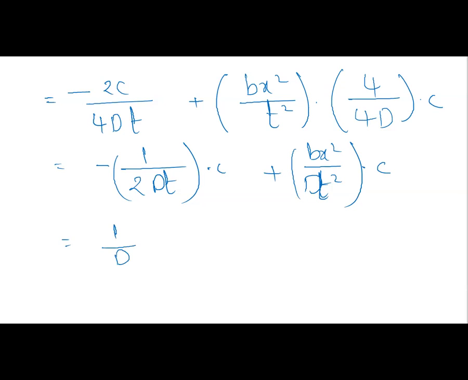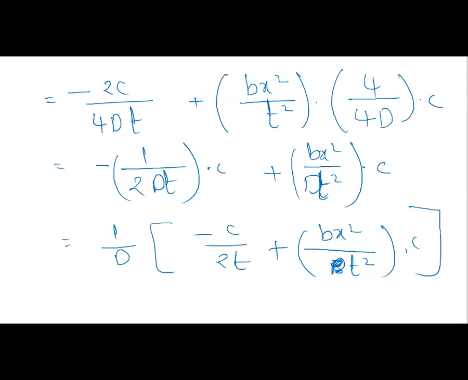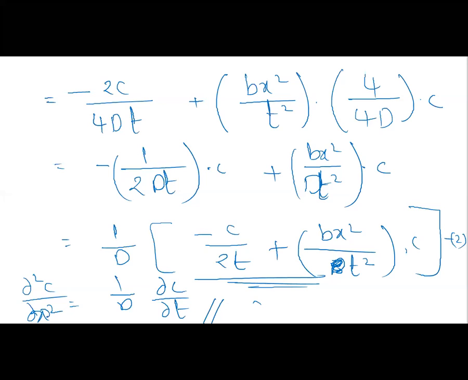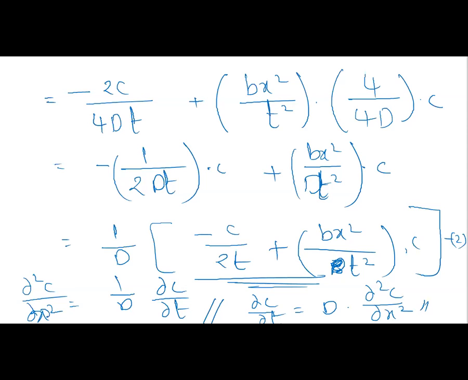Again, I can take the 1 over d common out of this. It's going to be -c over 2t plus bx² over t² times c, or dt² times c. So if you compare this, let's call this equation 2, to equation 1, you will realize that ∂²c/∂x² is equal to 1 over d, and this term in the parenthesis is nothing but ∂c/∂t. Hence we prove, right? So we can rearrange this to ∂c/∂t is equal to d times ∂²c/∂x². Hence we proved that the one-dimensional diffusion equation is indeed the solution for Fick's second law of diffusion.